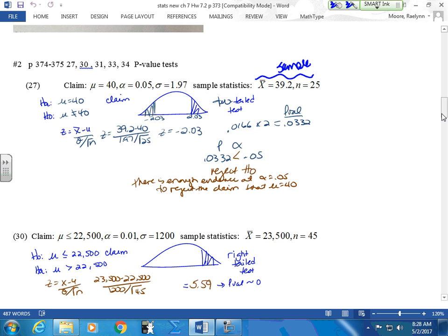And I write my claim. If it has an equal sign, it's an H0. If it has no equal sign, it's an HA. Your tail goes by your HA. So the equal one gives you two tails.